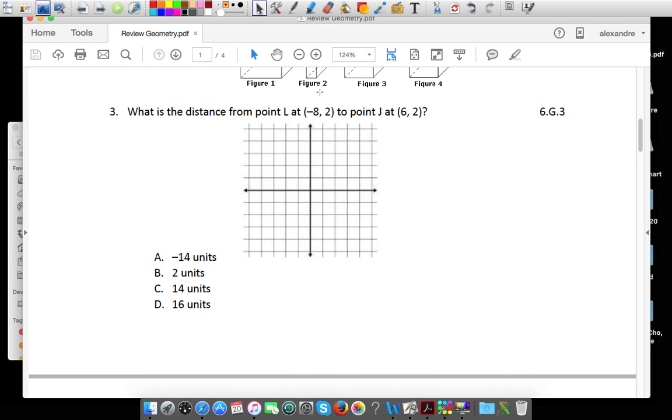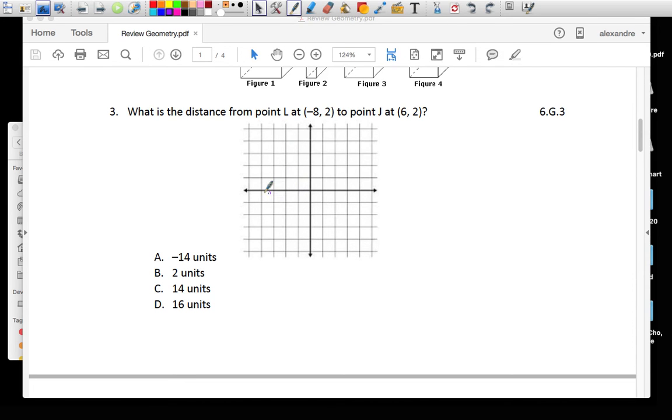All right. What is the distance between point L at (-8, 2) and the other point? So again, let's see. Can we make 1, 2, 3, 4, 5? No, we can't go by 1. So we've got to go by 2s because it's too small. So negative 8 will be here: 0, negative 2, negative 4, negative 6, negative 8. And we're going to take the elevator up. It'll be here. So that's (-8, 2).